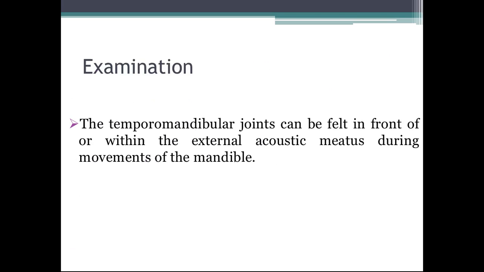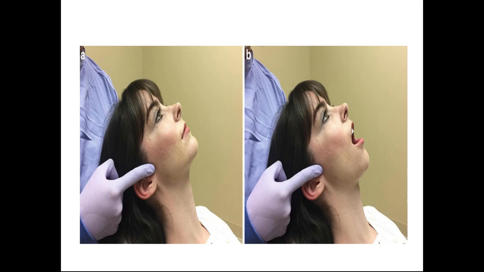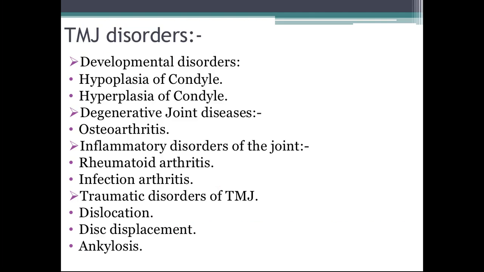Examination. The temporomandibular joints can be felt in front of or within the external acoustic meatus during movement of the mandible. Also, we can use auscultation. This picture shows TMJ examination.